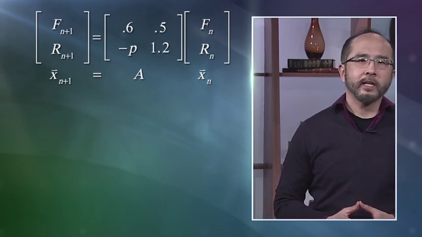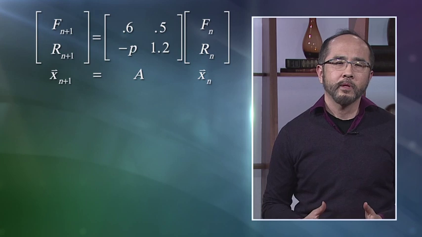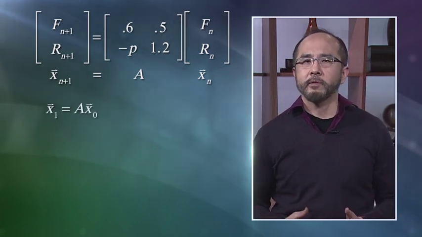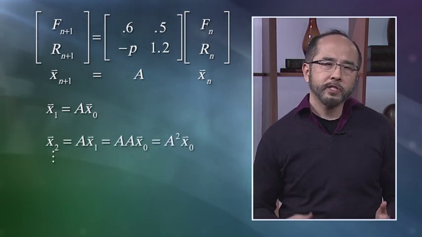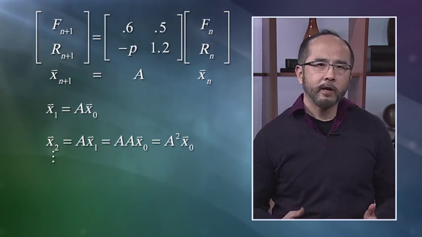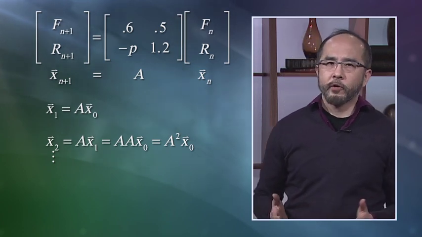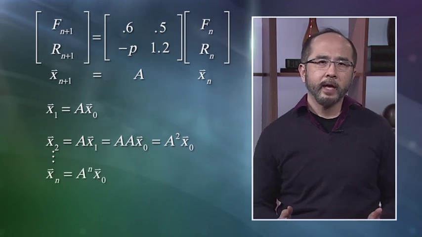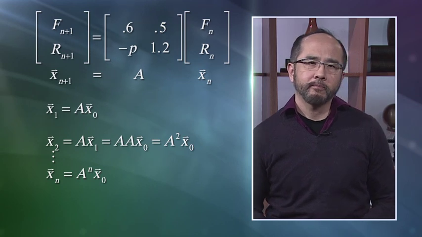Now you'll notice that x sub n plus 1 is written recursively in terms of x sub n. So if x sub 1 equals A times x sub 0, then x sub 2 equals A times x sub 1. But that's just A squared times x sub 0. So if we repeatedly use the recursive formula on x sub n, we can inductively see that x sub n will be A to the nth power times x sub 0.